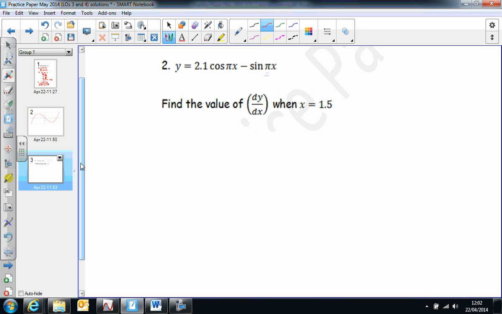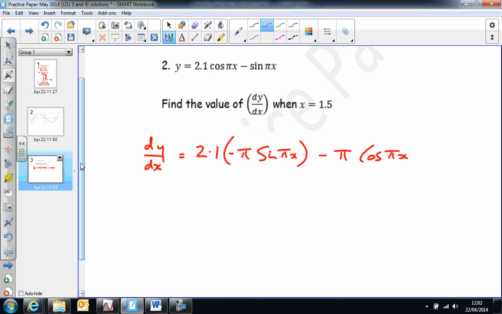So I'm going to differentiate it. dy by dx using the table of standard differentials. Well, the 2.1 cos becomes minus sine, and the pi comes out. So that's times minus pi sine pi x. The second term, sine becomes cos, so minus sine becomes minus cos, and again the pi comes out, cos pi x. So that's our function.